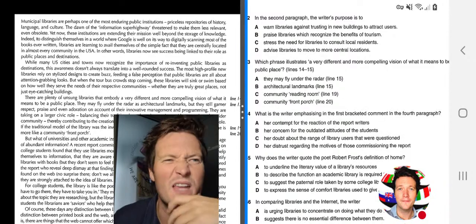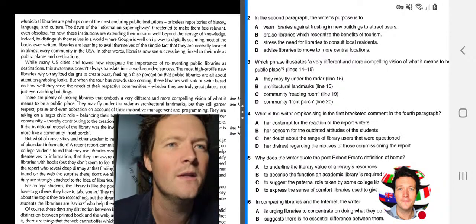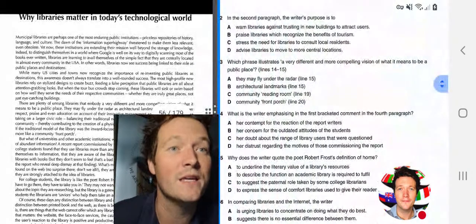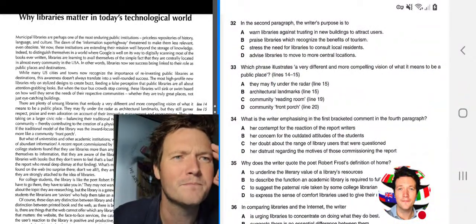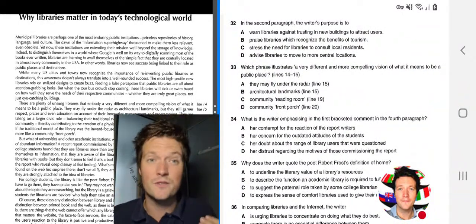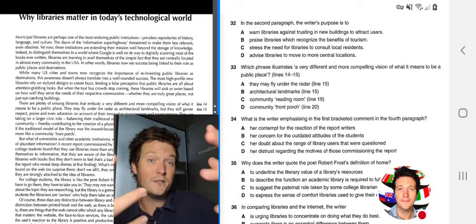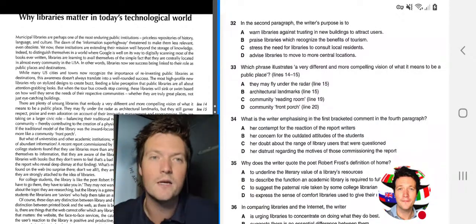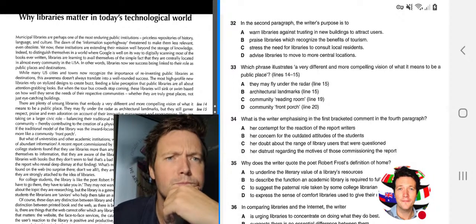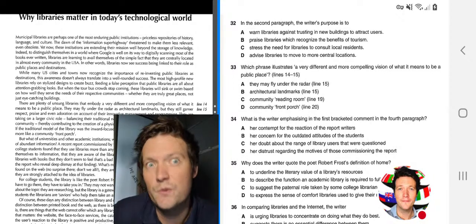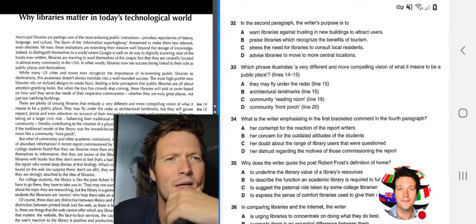So could that mean a very different and compelling? No, I don't think it's going to be A. Architectural landmarks. Well, that doesn't mean very different. It doesn't mean compelling. Landmark, I suppose, is something that you see. It's kind of obvious. Community reading room. Well, that is what it is, a community reading room. Community front porch.